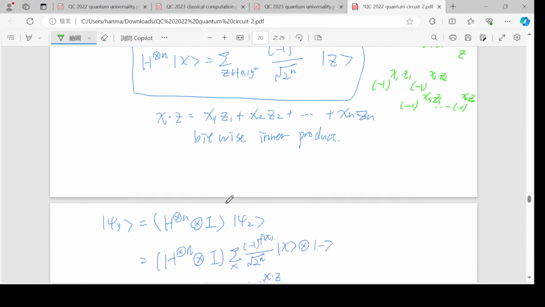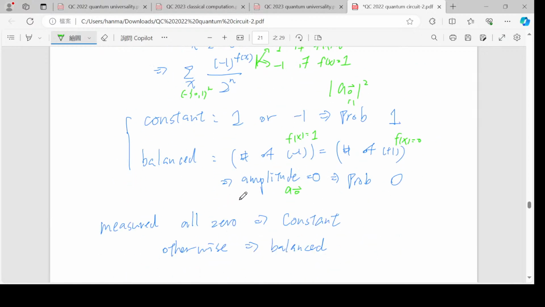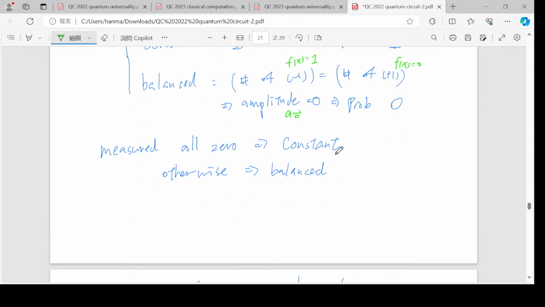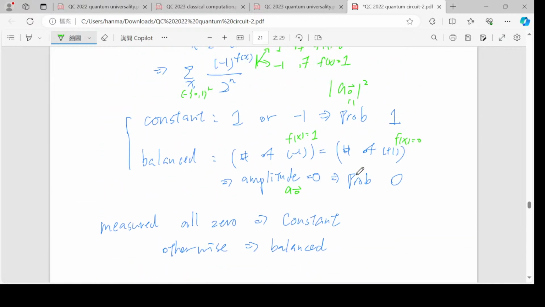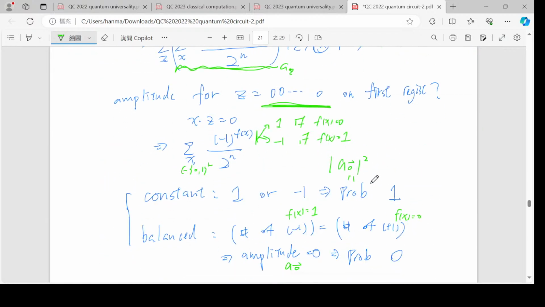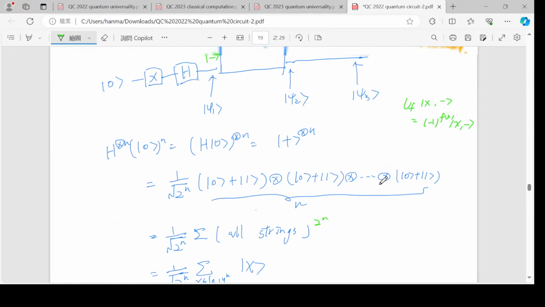And that's the Deutsch-Jozsa algorithm. It perfectly distinguishes between the constant case and the balanced case of the input function with just one quantum query.